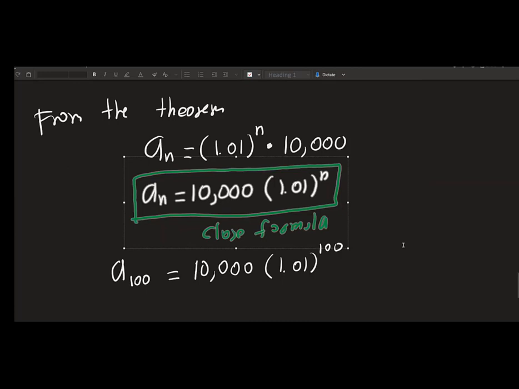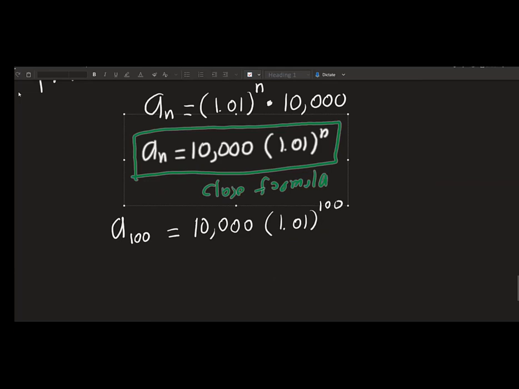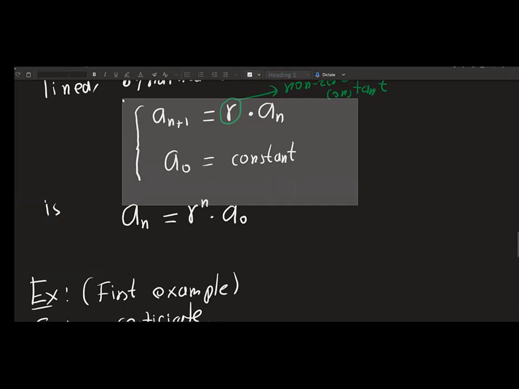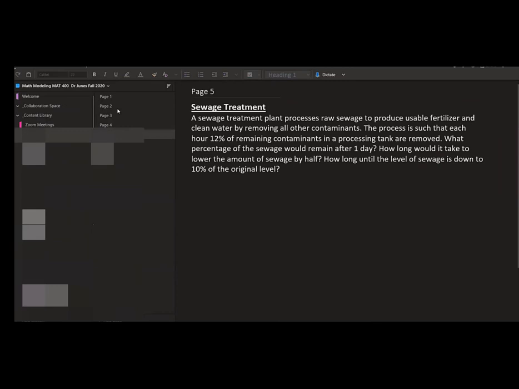All right, so we're going to move into another example. Whenever we can, we're going to make use of this theorem, because then we don't have to do this with the recurrence formula. Let me move into the next example. Okay, so let me read this one.